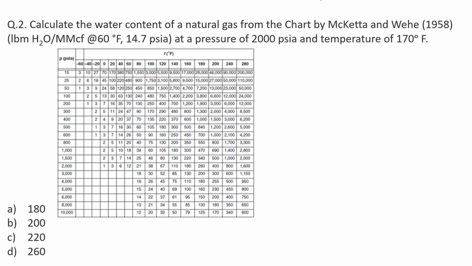So the next question is to calculate the water content of a natural gas from the chart by McKetta and Wehe, 1958, at a pressure of 2000 psi and temperature of 170 degree Fahrenheit. This is the chart which gives the water content with respect to temperature and pressure, where temperature is in degree Fahrenheit and pressure is in psi. The options are A 180, option B 200, option C 220 and option D 260. So you have to find the water content from this chart.